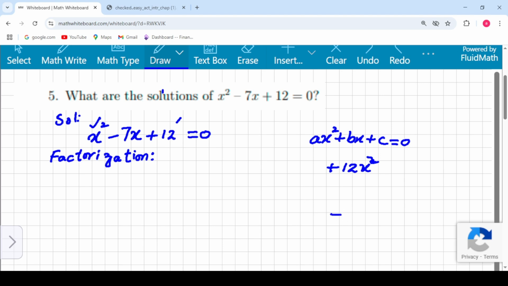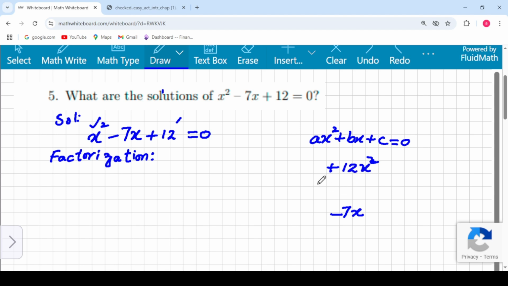And then we will write the middle term. The middle term is minus 7x. Remember to write the sign with it, so there is minus with 7x. Now what we have to do? We break minus 7x into two parts such that when we multiply these two parts, it becomes the product of the first and last term, which is 12x square. So we will break minus 7x into two parts such that when we add them, it becomes minus 7x, and when we multiply them it becomes plus 12x square.